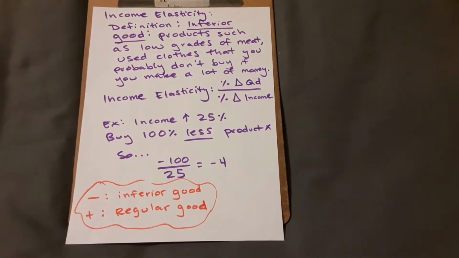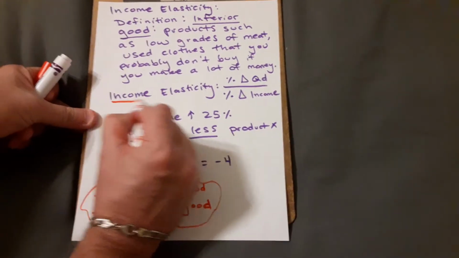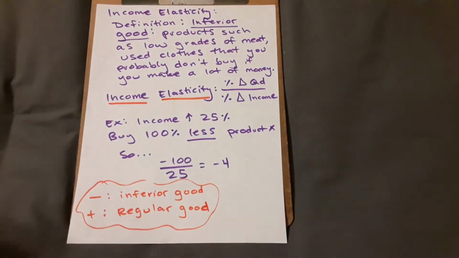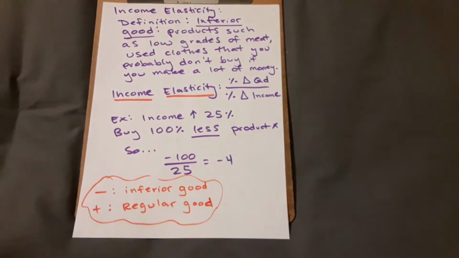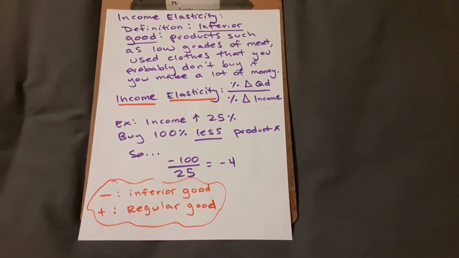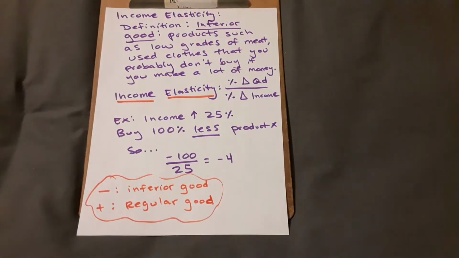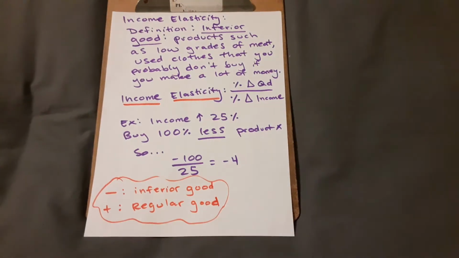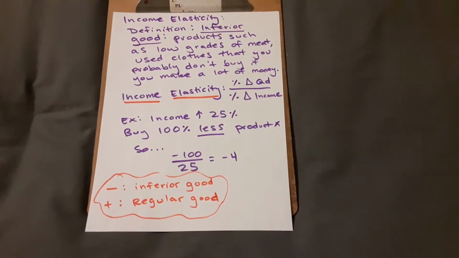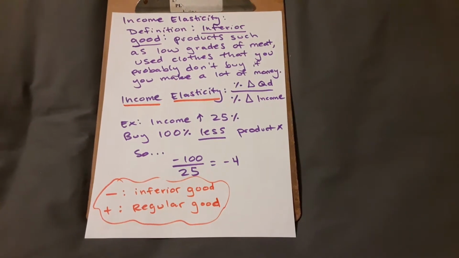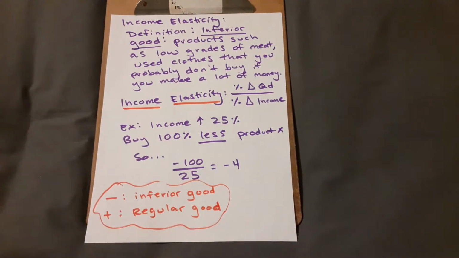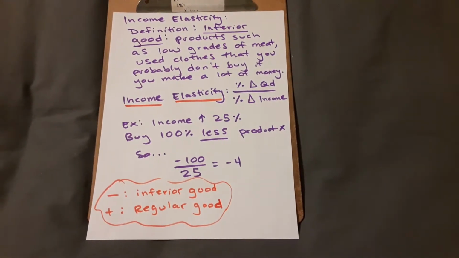So here's the formula right here. The income elasticity formula is percentage change in quantity demanded, again, the triangle, the delta, is change, over the percentage change in income. So here's an example. Let's say your income goes up by 25% and you buy 100% less of product X. So now you're not buying it at all.